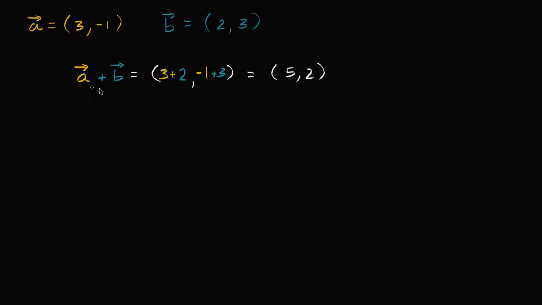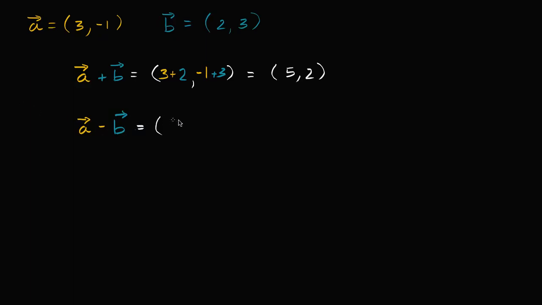Now, instead of adding them, let's think about what would happen if we subtract them. So let's think about what vector A minus vector B would be. And I suspect that you might be able to guess, or at least think about what would happen if you subtract vector B instead of adding vector B. Well, as you might have guessed, instead of adding the corresponding components, we subtract them. So our x component is going to be the x component of A minus the x component of B, because it's vector A minus vector B.